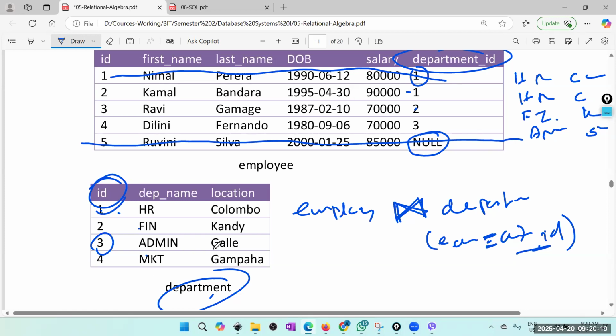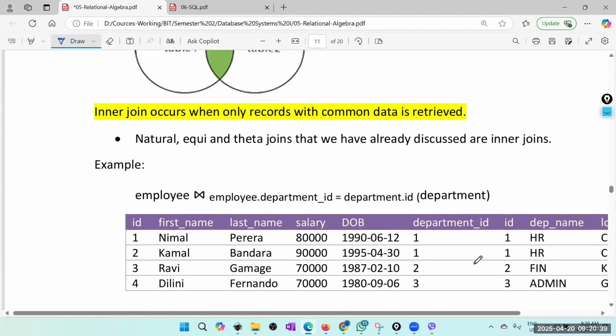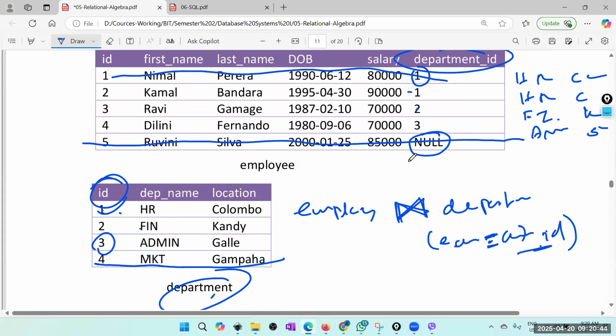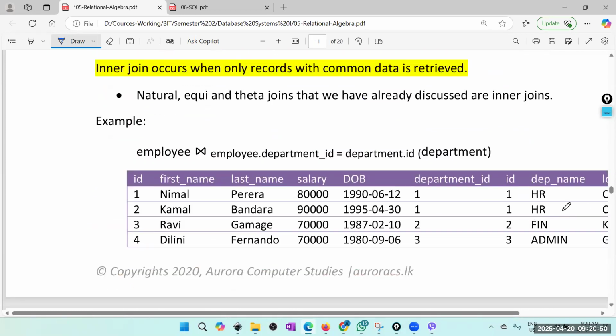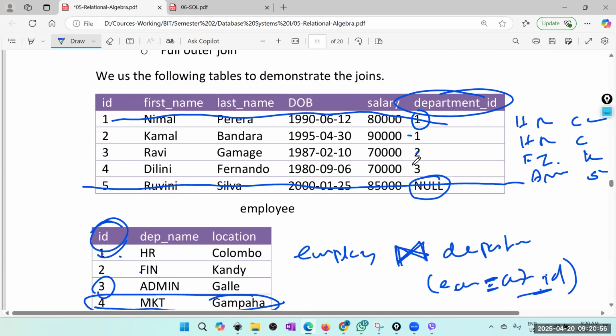And also there is no information about marketing department because none of the employees are related to marketing department here. Therefore, you have 4 records with these fields and additional fields from this table, but the related record. That is what inner join is. Okay, so the result is something like this. So 1, 2, 3, 4 records are there, but the 5th record is not there because there is no connection. And it mentions nothing about marketing department because none of the employees are working for marketing department. So that is what is meant by inner join.